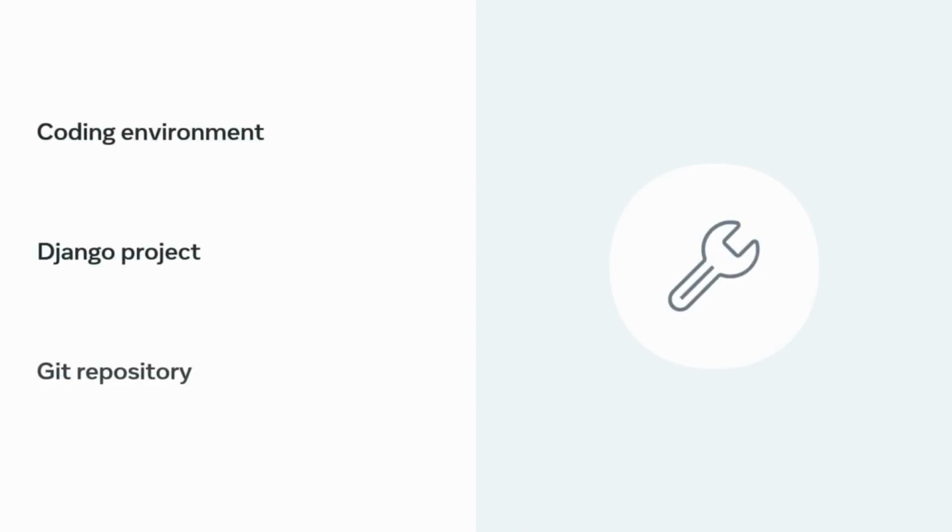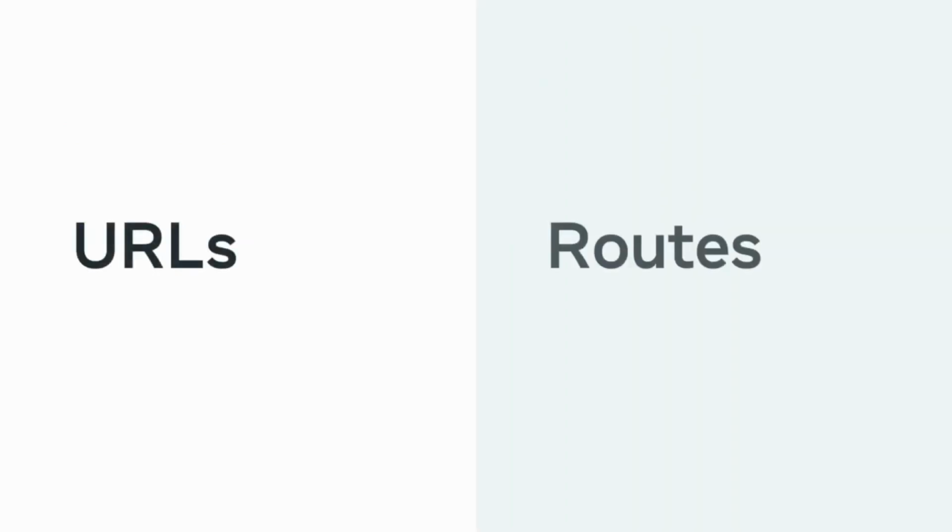You'll start by setting up a coding environment, a Django project, and a Git repository for the project on GitHub, so you are ready to proceed with the development phase of the project. You'll also briefly recap the concepts of URLs and routes and set up the static routes to serve static content using HTML, CSS, and JavaScript.